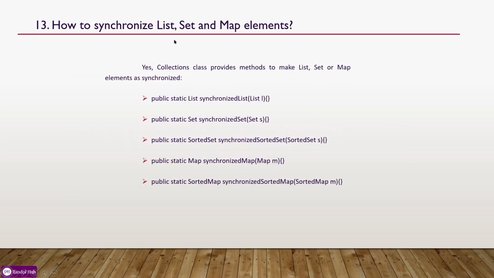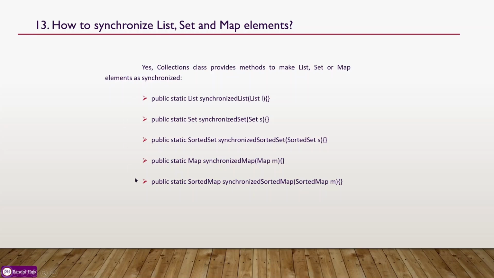How to synchronize list, set and map elements? I said that the hash table is synchronized by default, but we have other collections which are not synchronized. Those collections can also be made explicitly synchronized. We have a few pre-written, pre-provided methods which help us convert existing collections into synchronized ones. The Collections class provides methods to make list, set or map elements synchronized.